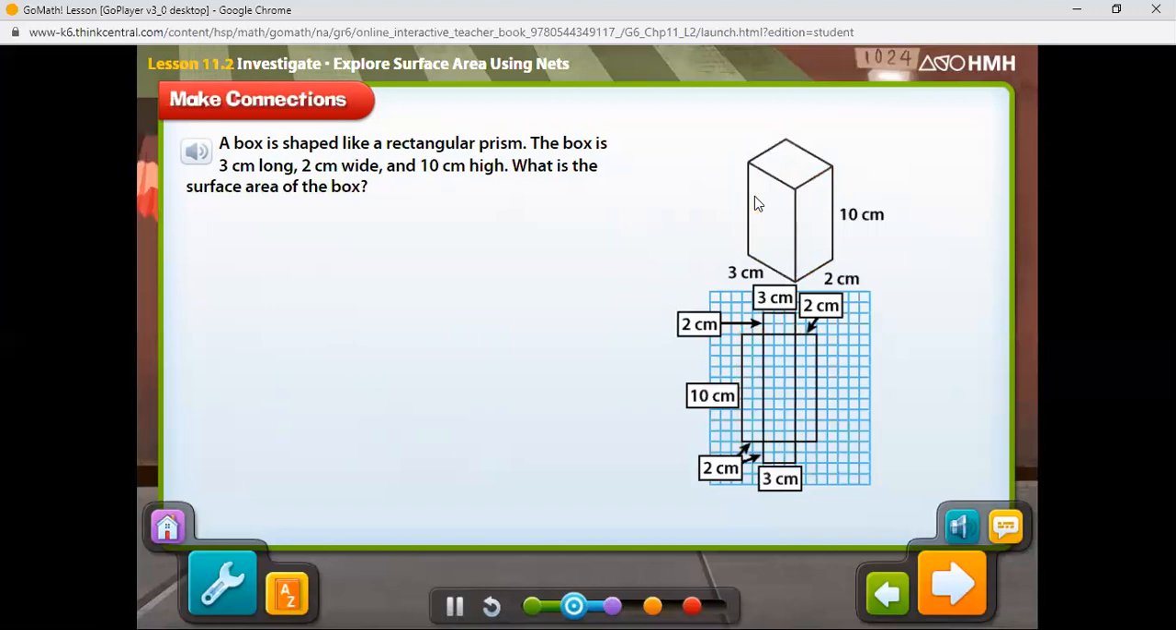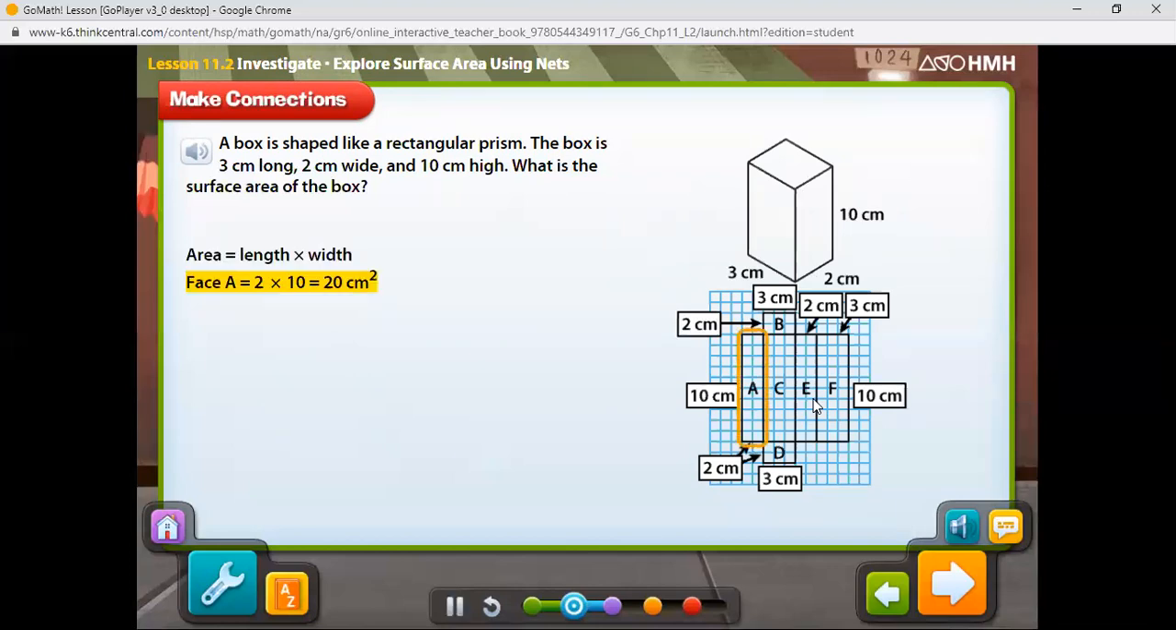We're almost finished with the net. Translate this face on the net. This face has the same measurements as the opposite face. So it's also 3 centimeters long and 10 centimeters high. Now, let's label the rectangles in the net from A to F. The next step is to find the area of each face of this box. The area of a rectangle is the product of length and width.